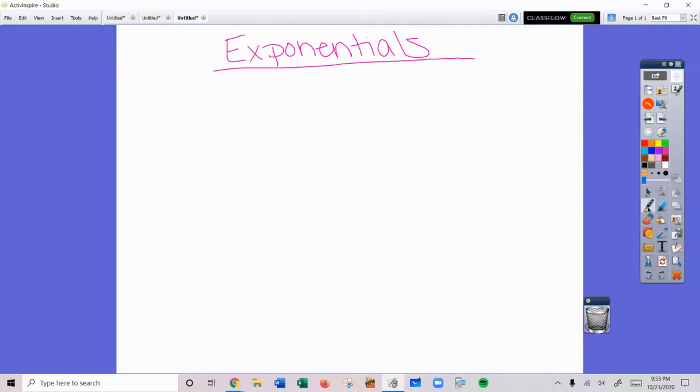Today we are going to be looking at exponentials. So we're introducing exponentials and talking about how we graph exponentials today. The first thing that's going to be important is just to understand what an exponential function is.